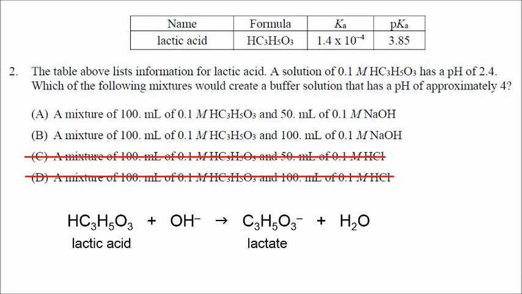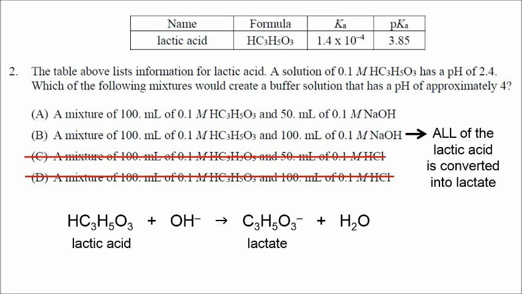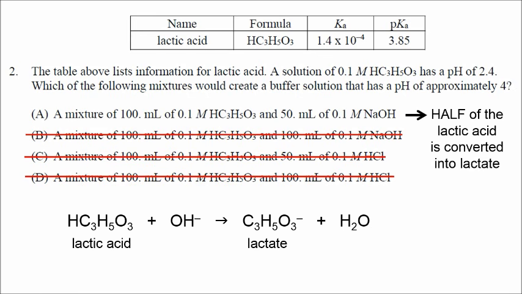Now, when you add hydroxide to lactic acid, you can produce the lactate ion. So the problem with choice B is that based on the moles, all of the lactic acid would be completely converted into the lactate ion. So you're not going to have that buffer solution. You're not going to have a mixture of both lactic acid and lactate. So the correct answer is A, because based on the information in terms of moles, only half of the lactic acid molecules are converted to lactate, so we get that mixture of both lactic acid and its conjugate base.